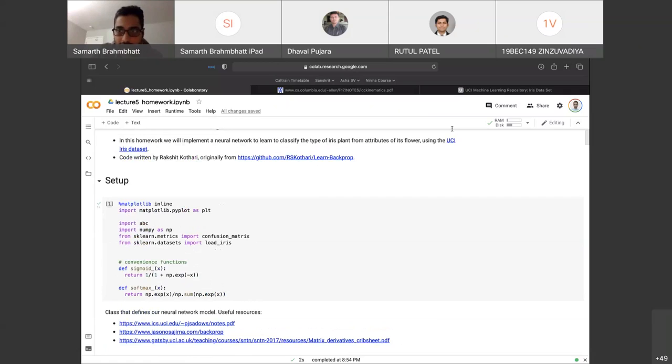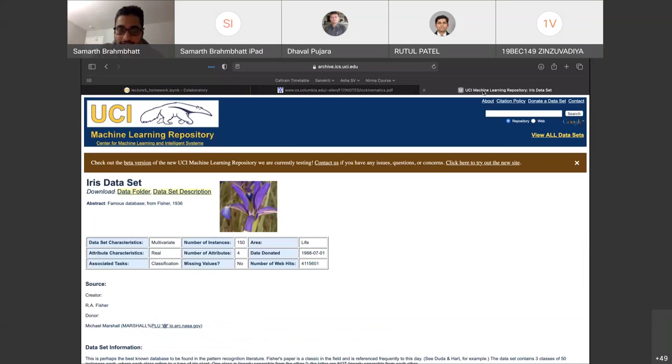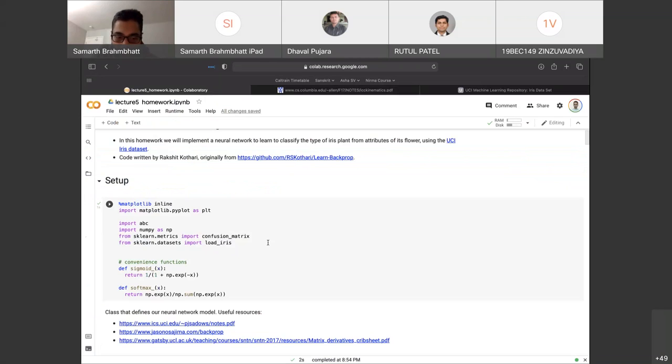So here we are taking a well-known data set which is called the IRIS data set. It has some features about various attributes of flower, like length of petal and things like that. And then those attributes are labeled with the type of the flower. So there are three possible types of flowers. And the idea is, from the given attributes, you need to learn how to predict the type of the flower. So we are going to do it with a simple neural network.